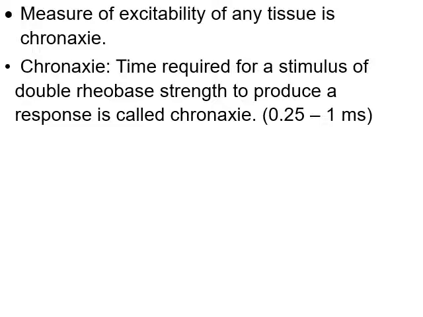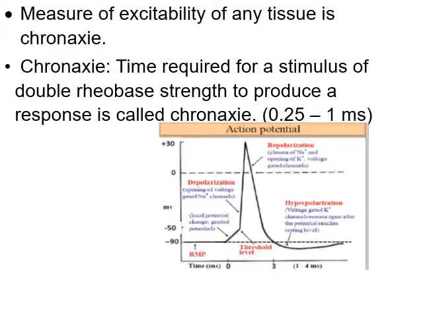It is chronaxy. So chronaxy you might also have learned while learning about the properties of the nerve. So what is chronaxy? Chronaxy is the time required for a stimulus of double the rheobase strength to produce a response, which is about 0.25 to 1 millisecond for skeletal muscle.